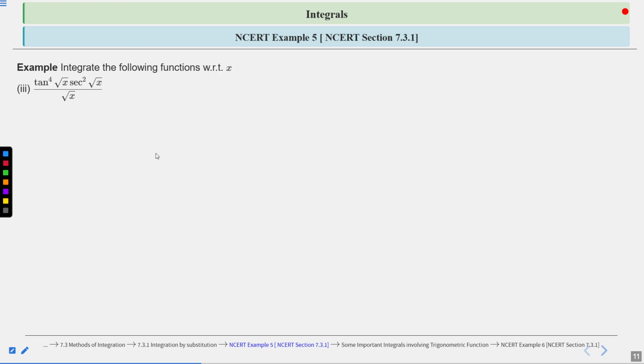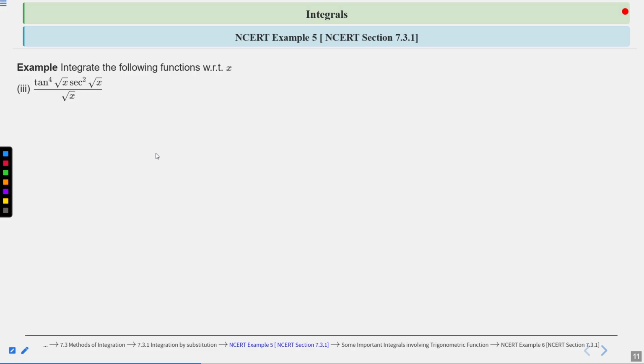Next, NCERT example 5, part 3. Integrate the following with respect to x. Again, you need to integrate tan⁴(√x) sec²(√x) upon √x. You need to integrate this.